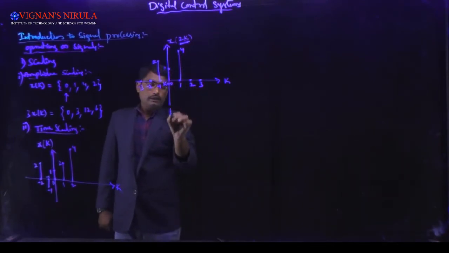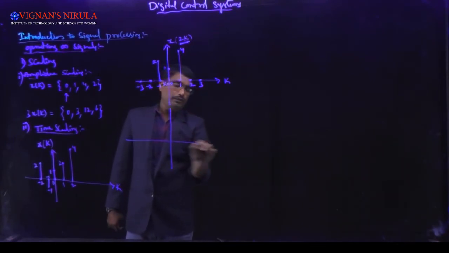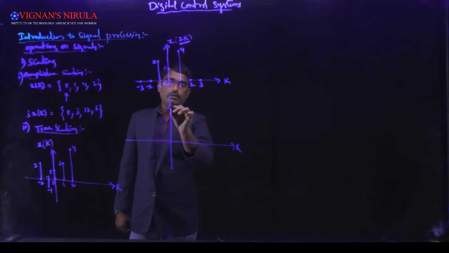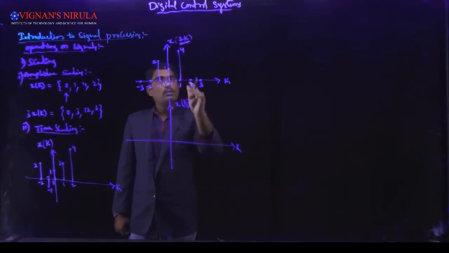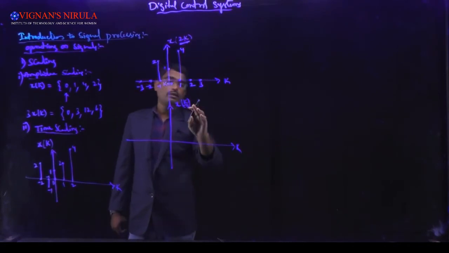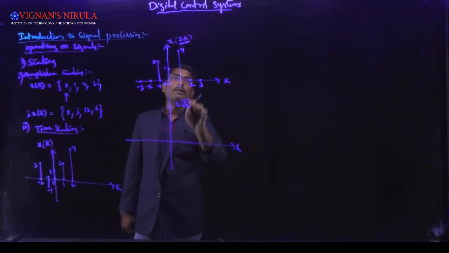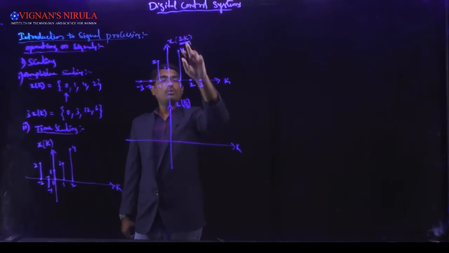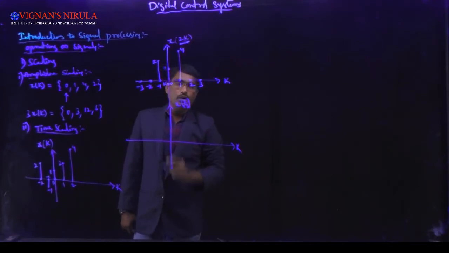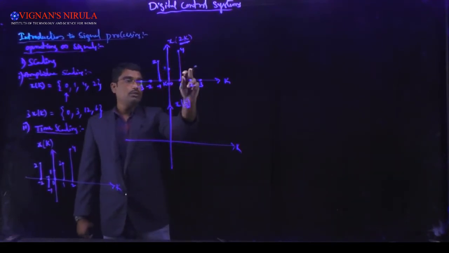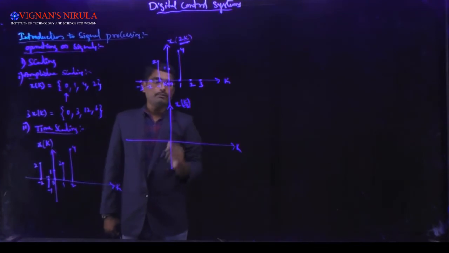Now for the same signal, if you take x of k by 2, see here, x of k by 2, here also the time axis is being multiplied, but here it is k into 2, and here it is k by 2. How to draw this k by 2? Both these are time scaling signals.